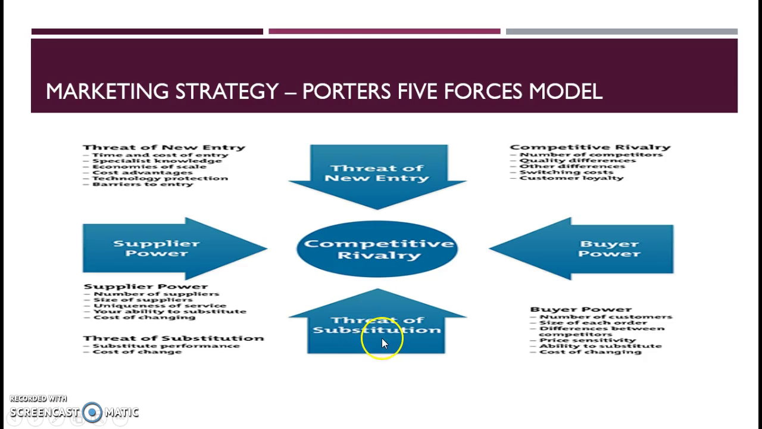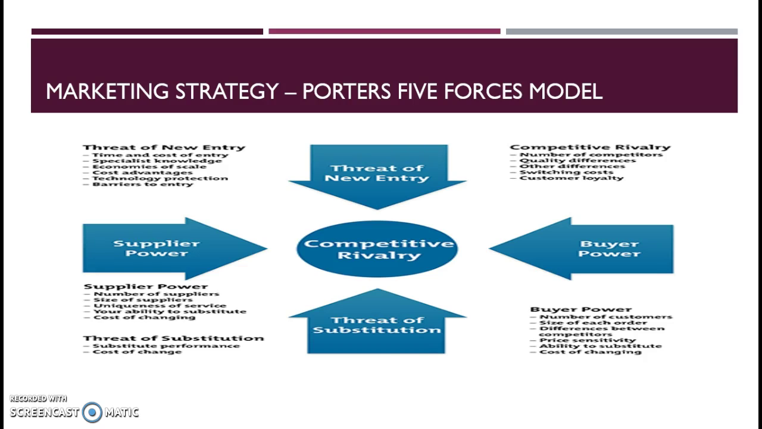Moving on, the threat of substitution. From the nature of the product or the good, the service that you're providing, how likely is it that customers can change their buying patterns effectively to fulfil the need and the want that you are offering? So is there a high chance of substitution? Does it cost consumers to change? Again, if there's a high threat of substitution, you're going to increase your overall competitive rivalry.